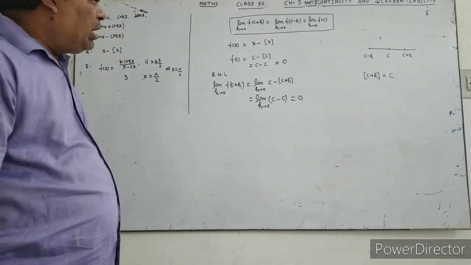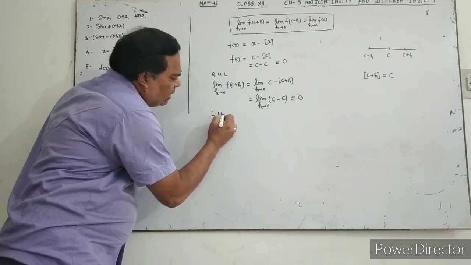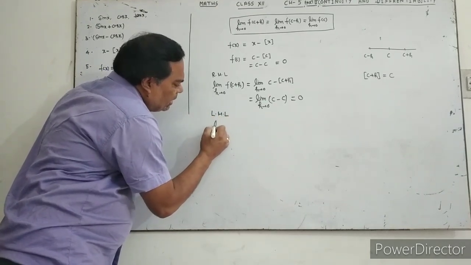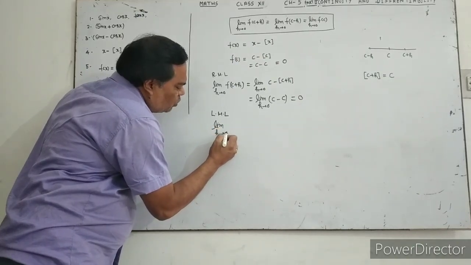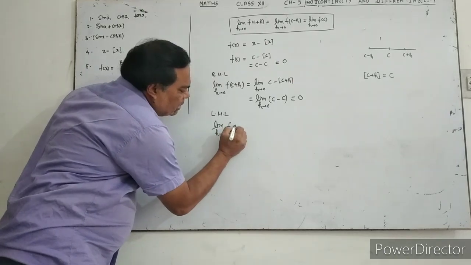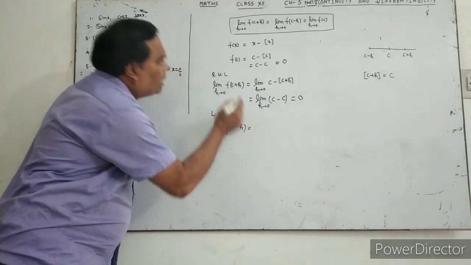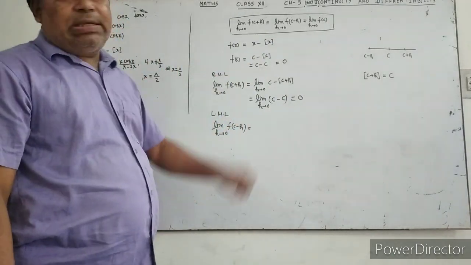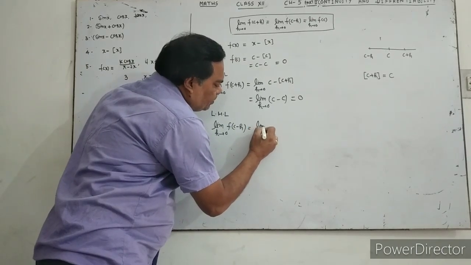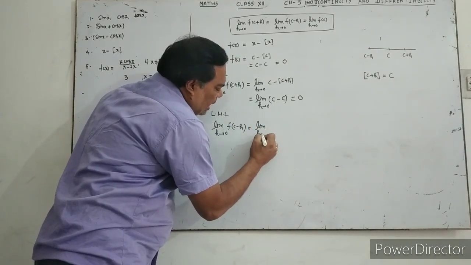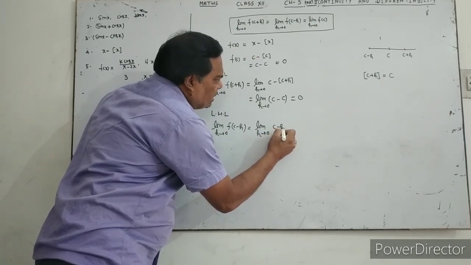Now the left hand limit, limit as h tends to 0 at c minus h. You put the value c minus h in place of the x. This is equal to the limit as h tends to 0 of c minus h.